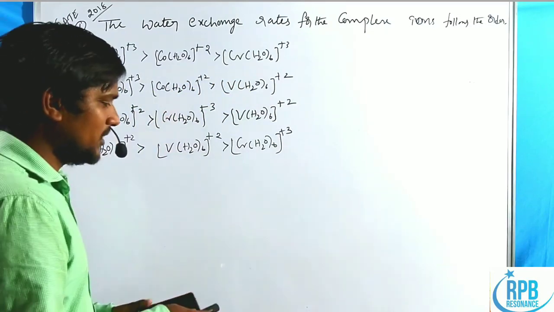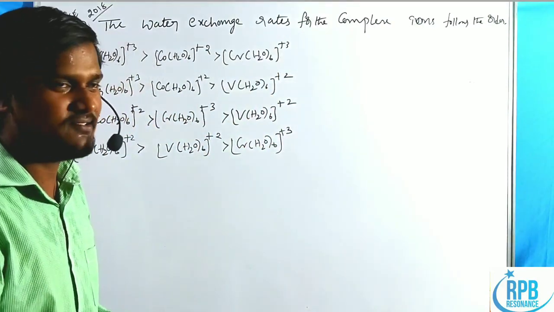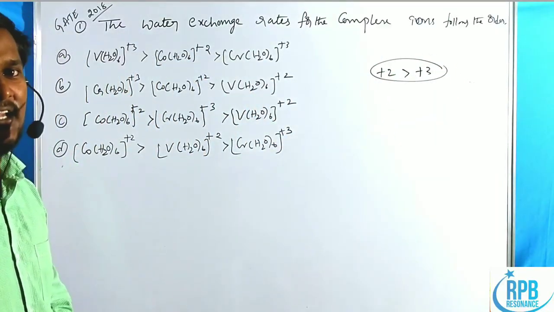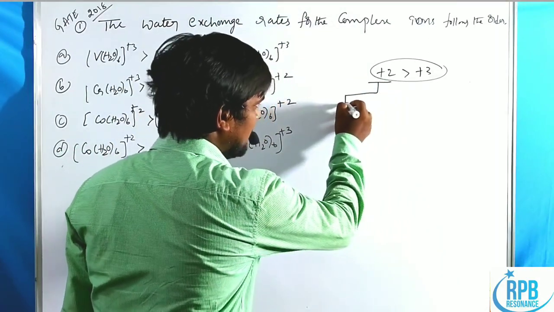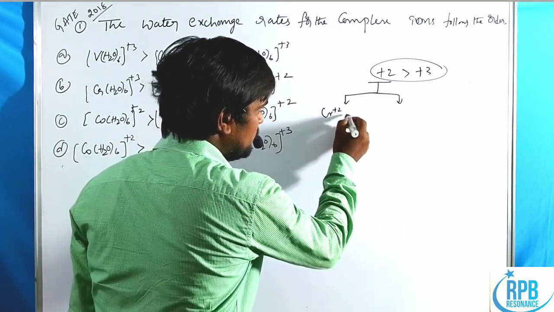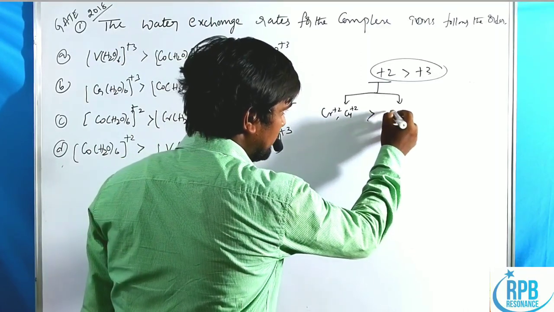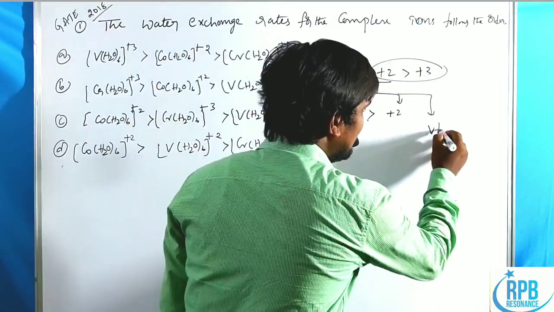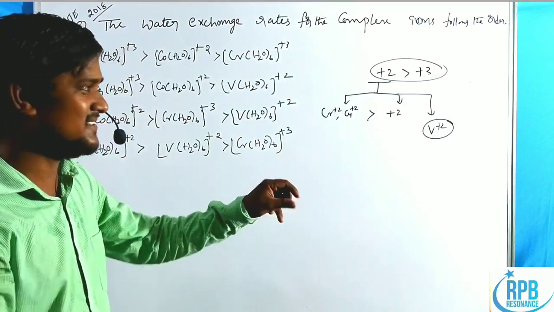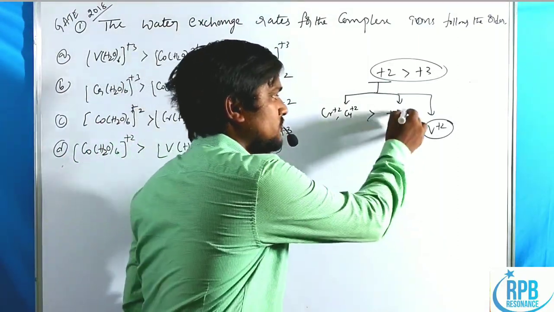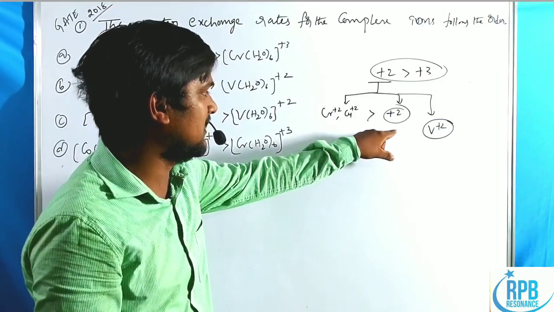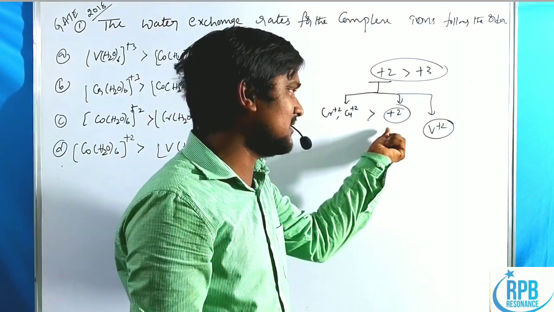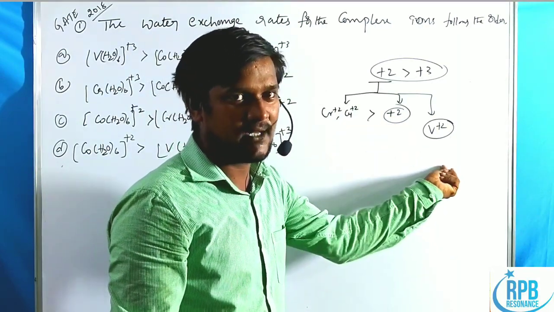We know the basic information for water exchange reactions: plus 2 is greater than plus 3 in the case of transition elements. Again, in plus 2 cases, there are some exceptions. Chromium plus 2 and copper plus 2 will show a higher rate than normal plus 2 elements. Vanadium plus 2 will show a lesser rate. Among the first transition elements, chromium plus 2 and copper plus 2 show more than normal plus 2 elements, and the normal plus 2 elements show more than vanadium plus 2.